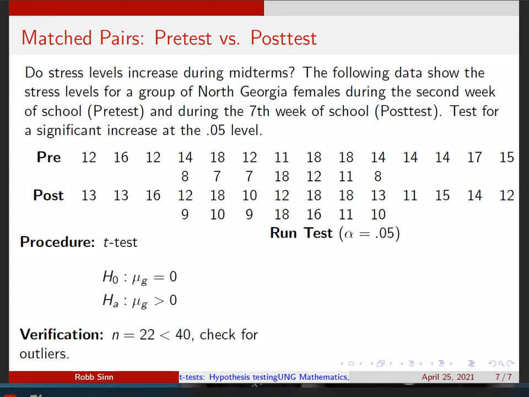Okay, so I'm going to go check, right? I did this verification. I checked for outliers. There are no outliers, so it's okay to continue.